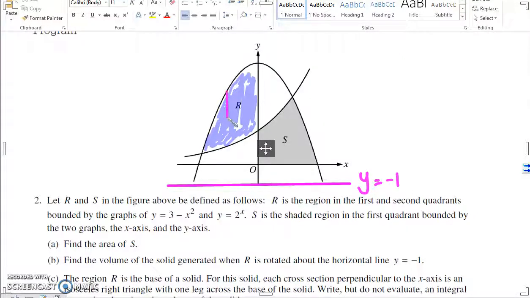So what we have is rectangles. So we have rectangles that are going to rotate about the line y equals -1. And we are going to have a gap here. Notice that our rectangles do not border the axis of revolution, so we are going to have a washer. Okay, so this is the washer method.